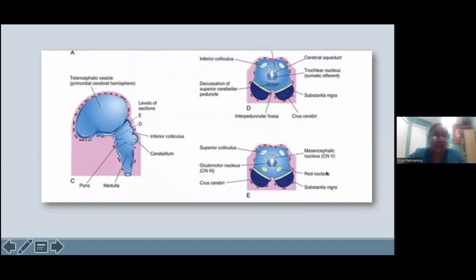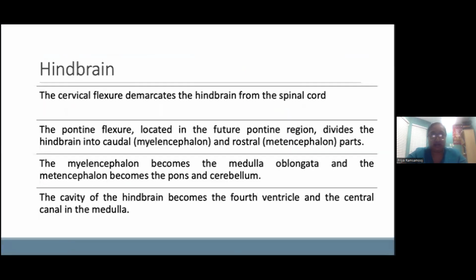And what's important here that we need to know is that we have the 4 swellings, the 4 colliculi, on the posterior surface of the midbrain, which are the superior colliculi associated with your visual reflexes, and your inferior colliculi associated with your auditory reflexes.